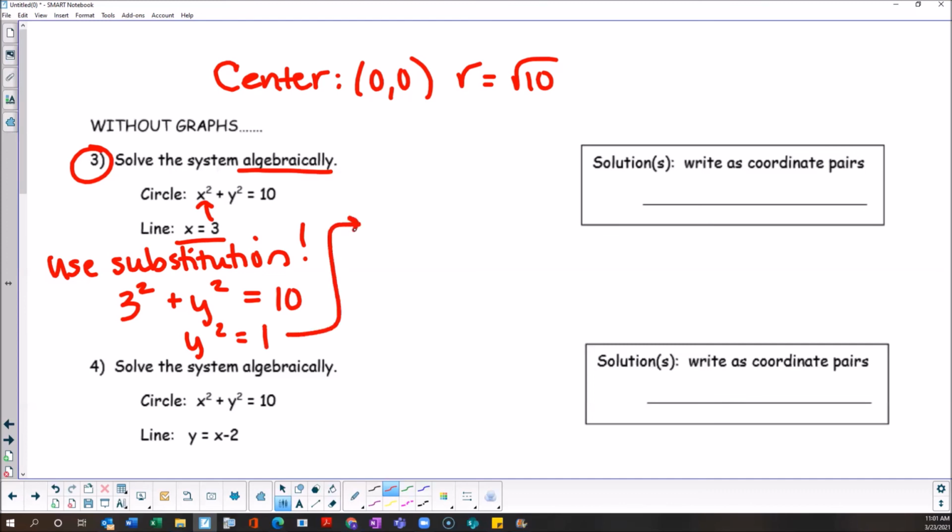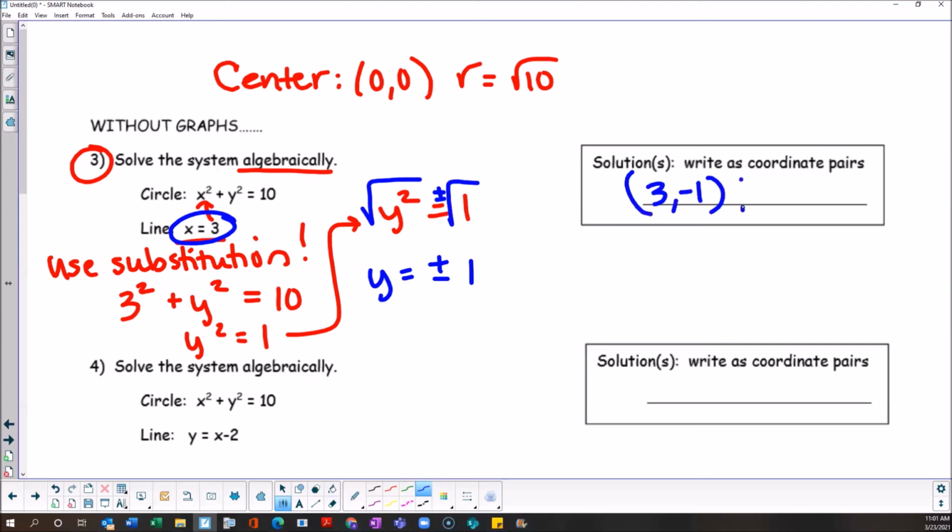So when I take the square root, this is where I have to be a little bit careful. So let's write it over here. When I take the square root, remember you have to do plus or minus 1, right? So I'm going to end up with plus or minus 1. So y could be 1 or negative 1. So what would my points be? There you go.